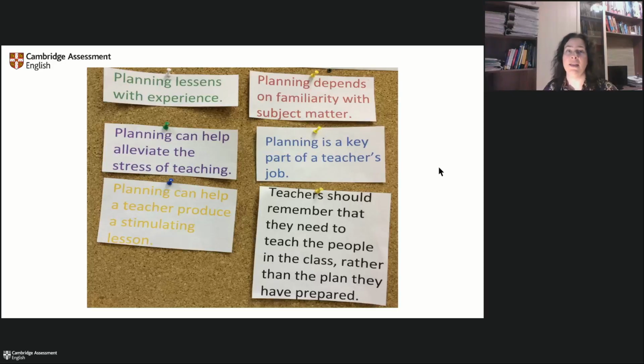Another thing I am curious about is whether planning depends on our familiarity with the subject, and our subject is obviously English. So do you think we spend less time on lesson planning the more experienced we become? Type in pluses if you think so. Is it still time consuming, or is it less time consuming for experienced teachers?